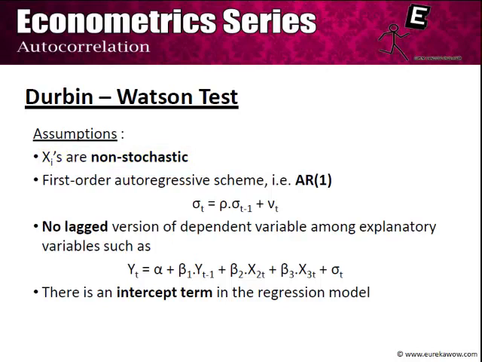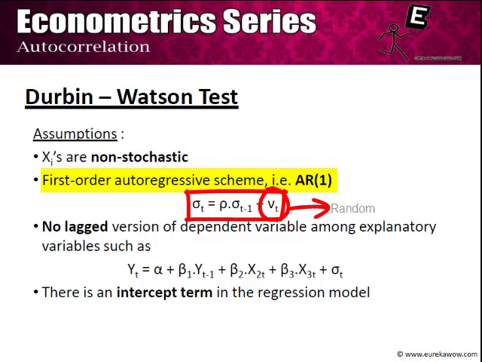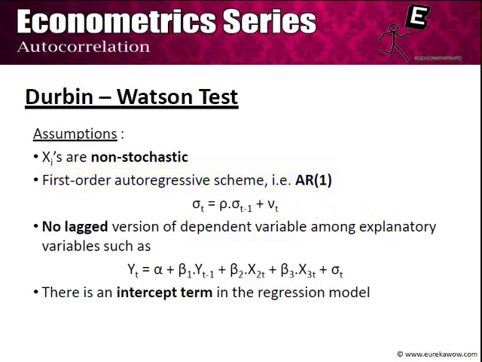The first of these is that the error term follows a first order autoregressive scheme or an AR1 scheme, that is sigma t equal to rho of sigma t minus 1 plus nu t, wherein nu t is a random component and rho is the dependence of sigma t on sigma t minus 1. Note that sigma t cannot be dependent on any other period's error term except for that of t minus 1.